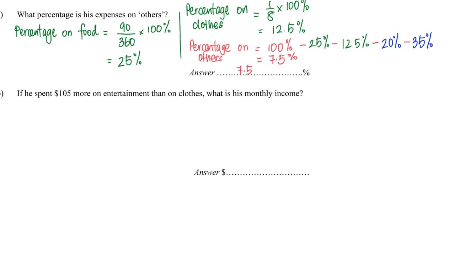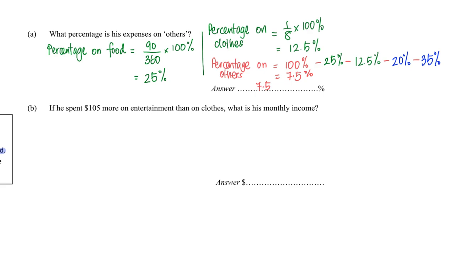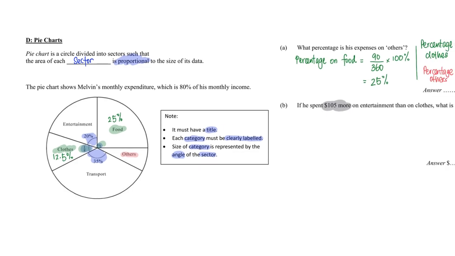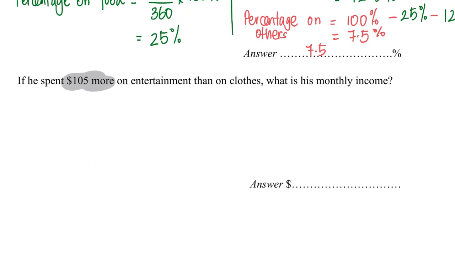Alright, let's look at the next question. Well, he spent $105 more on entertainment than on clothes. So if I go back to this pie chart, entertainment is 20%, clothes is 12.5%. So I'm going to just indicate here. Entertainment is 20%, clothes is 12.5%.